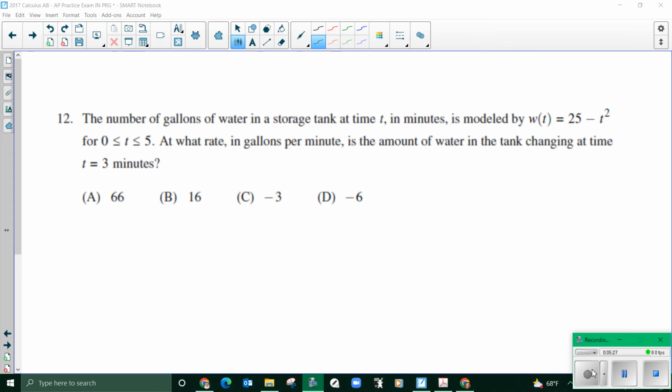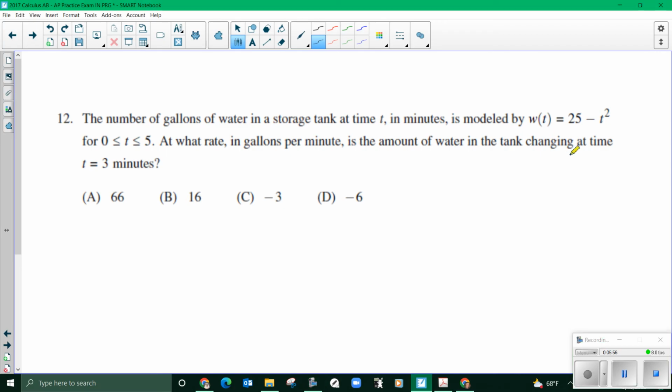Number 12. Don't overcomplicate it. Do not overcomplicate it. It's simple. The number of gallons of water in a storage tank at time t in minutes is modeled by W of t, which equals 25 minus t squared, for t values between and including 0 and 5. At what rate in gallons per minute is the amount of water in the tank changing at time t equals 3?